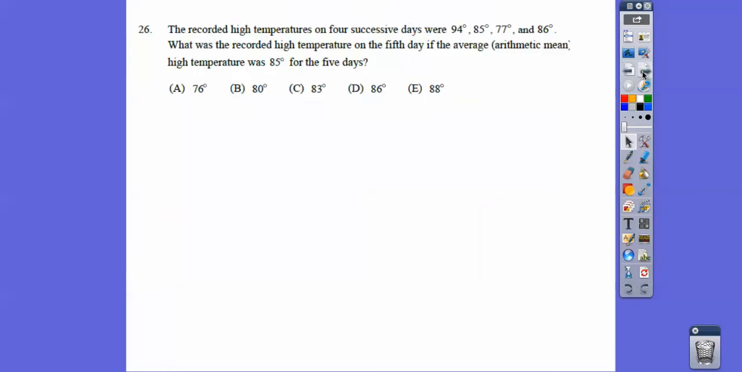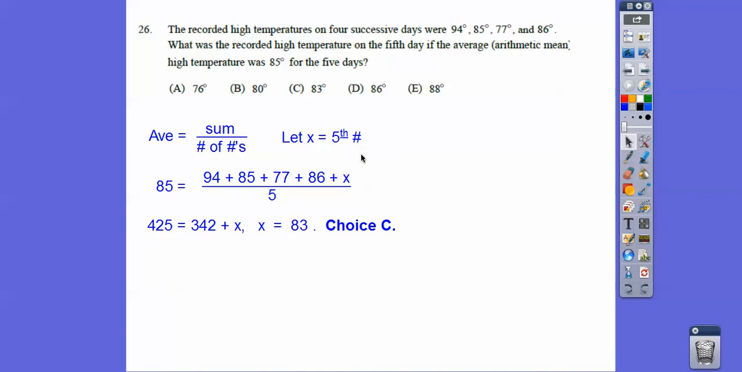The recorded high temperatures of 4 successive days were those numbers right there. What's the recorded high temperature on the 5th day? If the average, remember average is sum divided by total, so there's 5 numbers. I'm going to let X be the 5th number, divided by 5 when we add them up. Those add up to 342, and then I multiply both sides by 5 to get rid of that. So 425, and then subtract 342, and we get choice C.